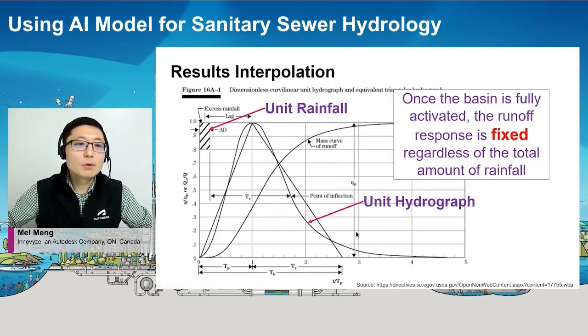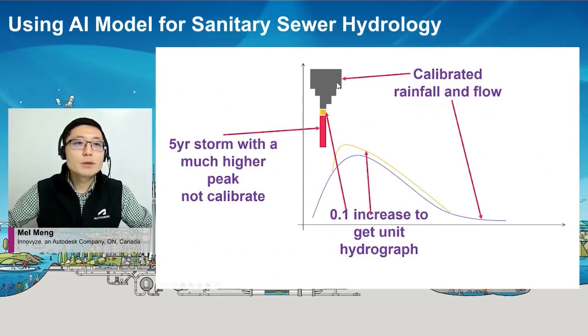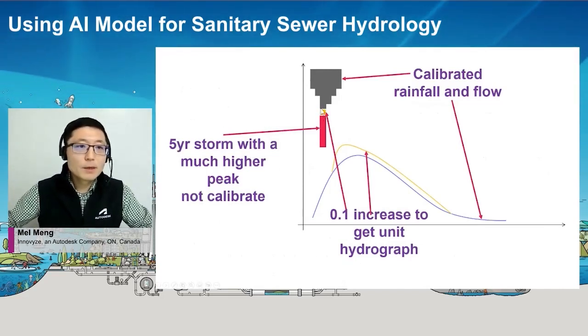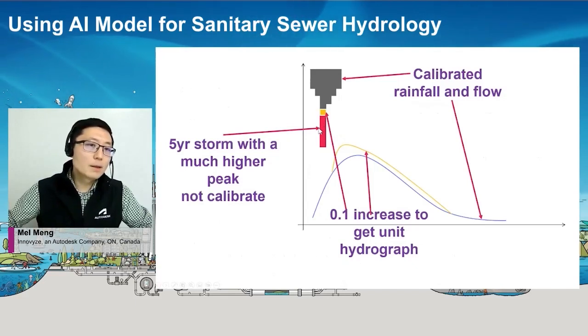I believe so. Here is just a concept. If this gray rainfall is a calibrated rainfall and flow, it gives us a response of this blue line. So we're confident this is accurate. Now what we need to do is run a design storm, a five-year storm that has a huge peak in the middle. How can we do this? We know if we just run the model as is, it will be wrong, because the model has never seen anything higher than probably this, and it won't get the right results.